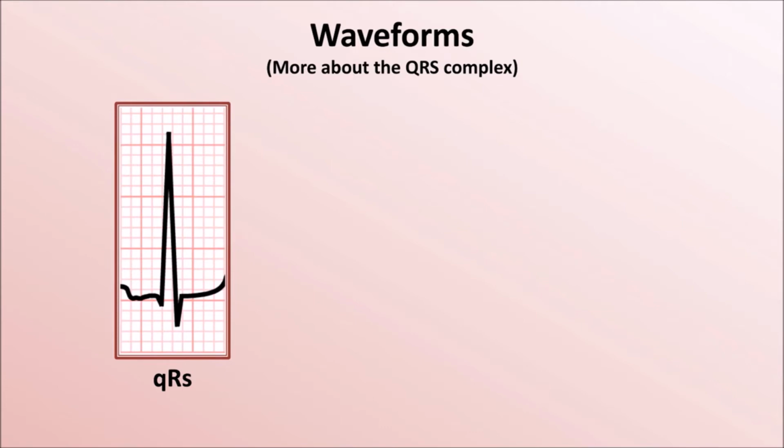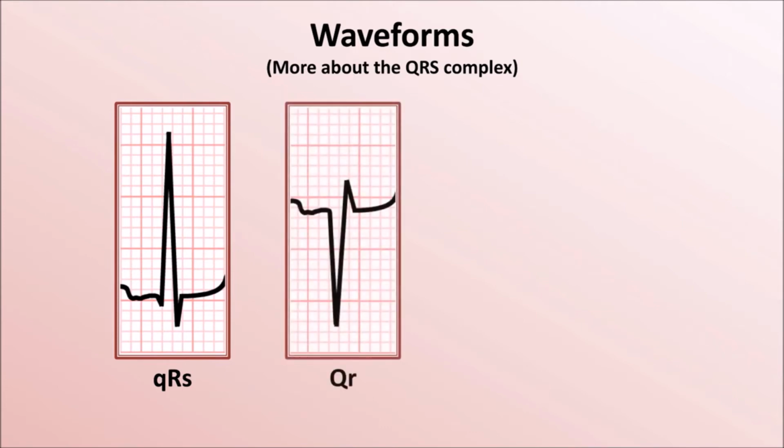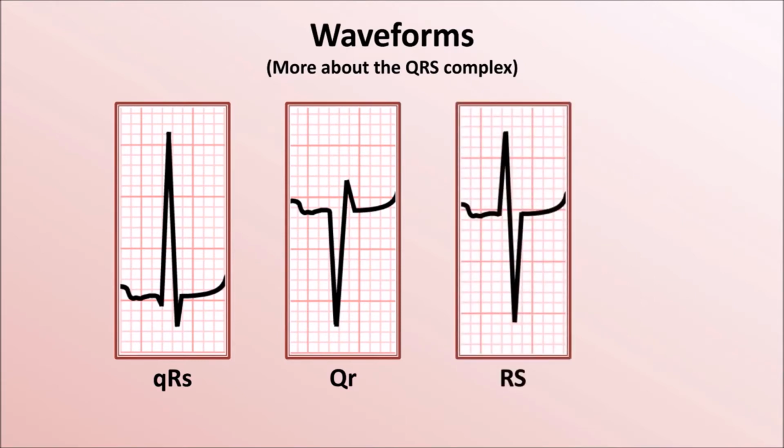Let's look at three more examples. In this case, the initial negative deflection is very prominent, so there is an uppercase Q followed by a lowercase r. As there is no S wave following the R wave on the EKG, the S is left off the letter-based designation. In this case, there is no Q wave prior to the R wave, so that letter is left off the designation this time. And as the R wave and S wave are both equally prominent, they are both written in uppercase letters.